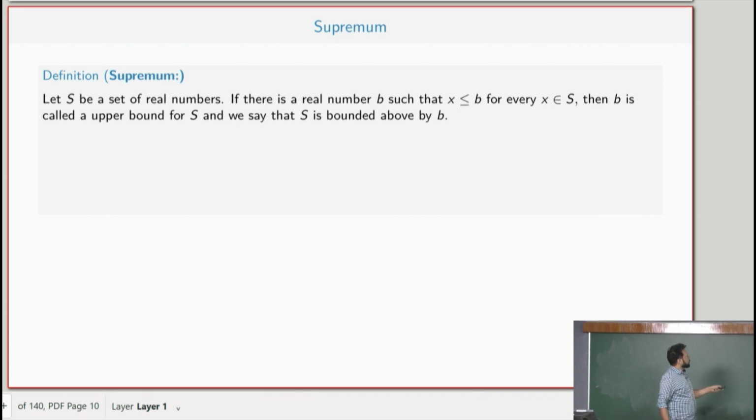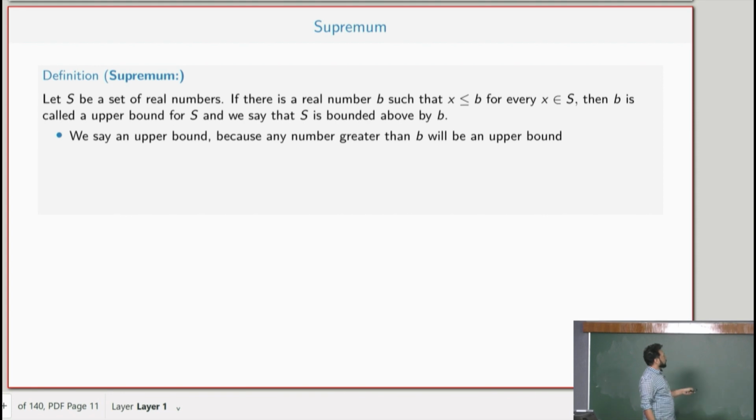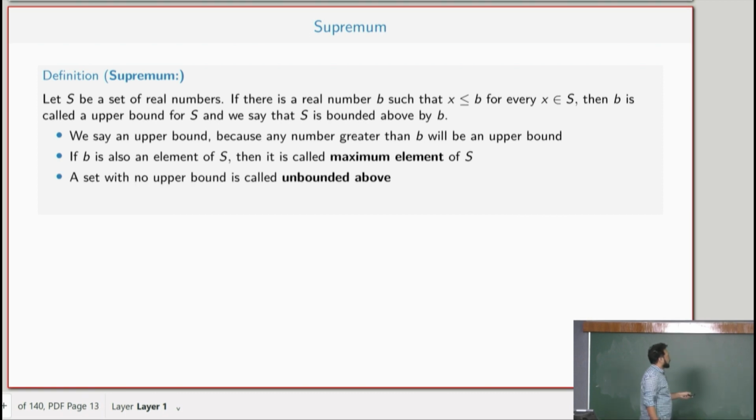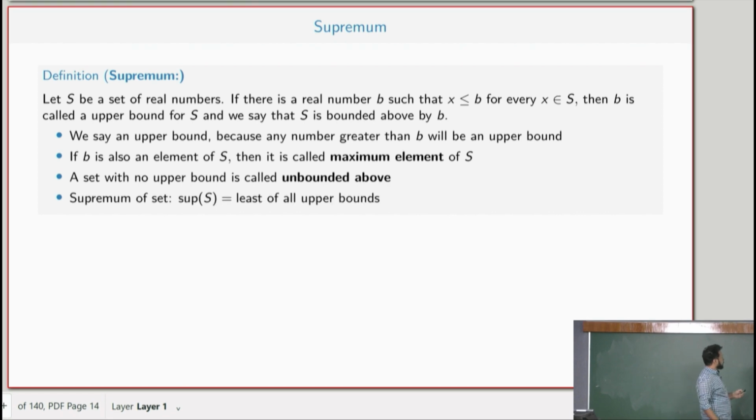Okay, and then we say that S is bounded above by b. We say an upper bound because there could be many. If b happens to be also an element of S, then we call it a maximum element of S, and if there is no such upper bound, then we say that the set S is unbounded above. And similarly, finally, we define the supremum of a set as the least of all the upper bounds. So you have many upper bounds, but you have to choose the least of those.